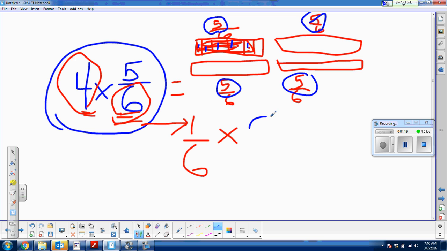So we need to say 1/6 times 20. And that, boys and girls, is how you solve an equation or create an equation with our unit fractions and multiples.